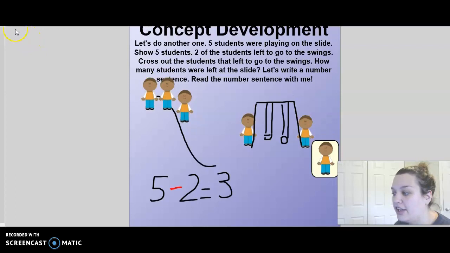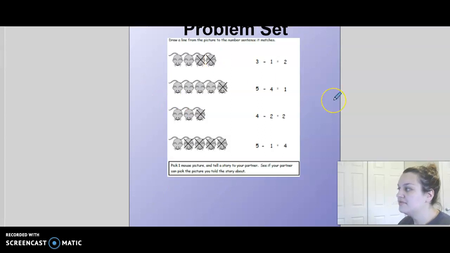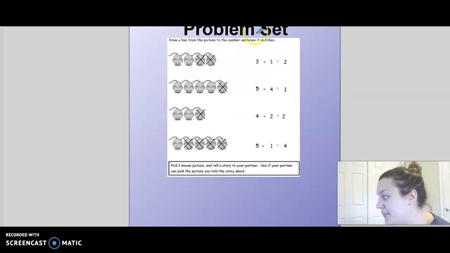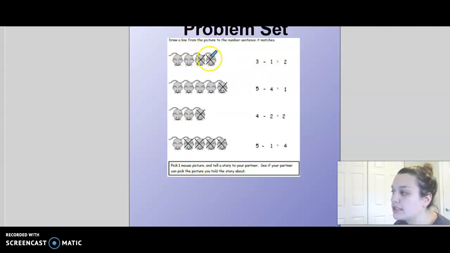So today, for your work, I want you to do this. You're going to draw a line from the picture to the number sentence that matches it. So your whole minus how many are taken away equals another part. So it's still whole minus part equals part, but you just have to figure out which part you're subtracting. And your pictures right here will help you with that. So if they're crossing out 2 mice up here like they did, you're going to look for your whole minus 2 equals, how many aren't crossed out?